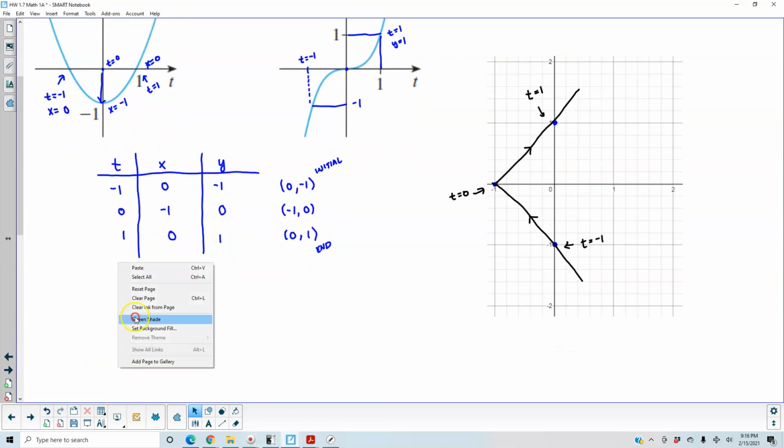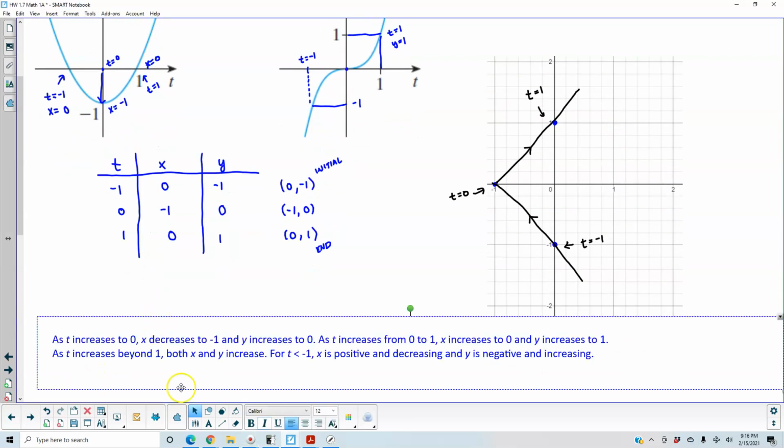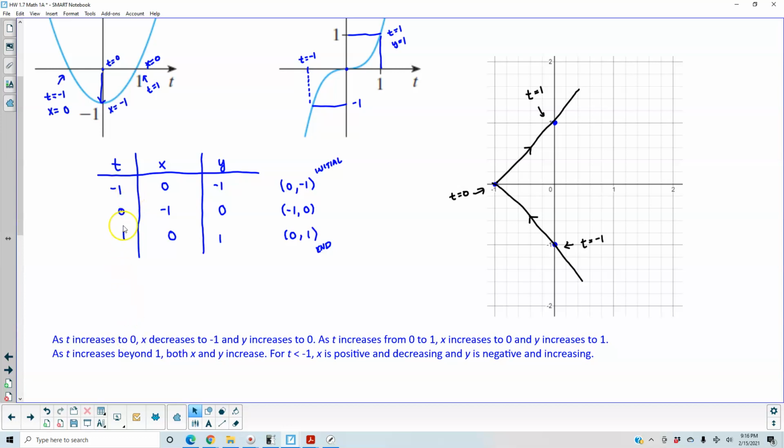So let's summarize here. We can see that as t increases to 0, x decreases to -1, and y increases from -1 to 0. And as t increases from 0 to 1, x increases to 0, and y increases to 1. And as t increases beyond 1, both x and y increase. So for t being less than -1, x is positive and decreasing, and y is negative and increasing.